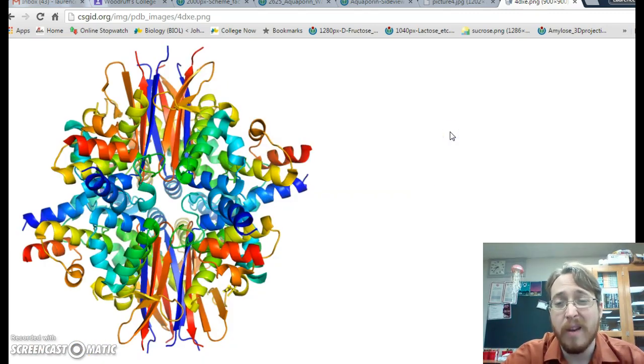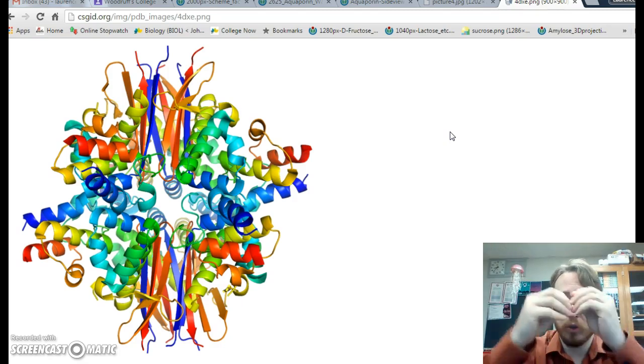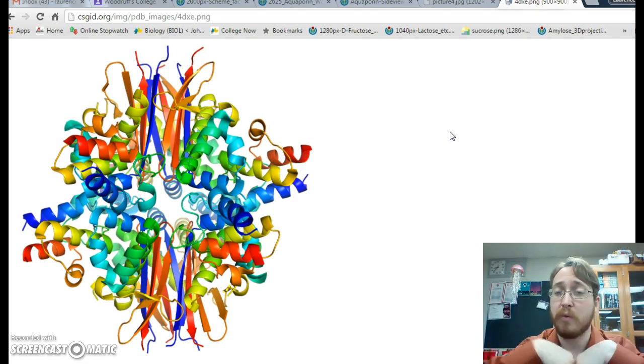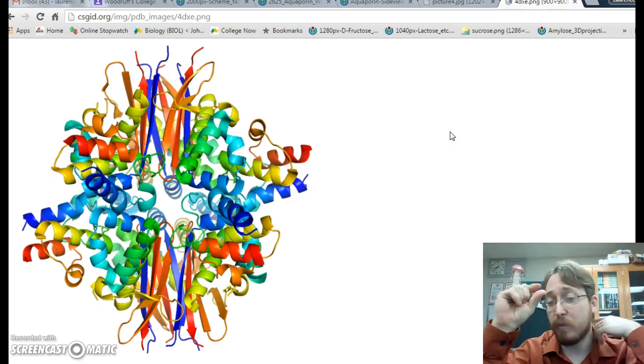But there you have it. That is facilitated diffusion. Diffusion with the use of proteins, and they can be either channels, which are just open to specific sizes and polarity, and carrier proteins, which are specific, which move specific things.